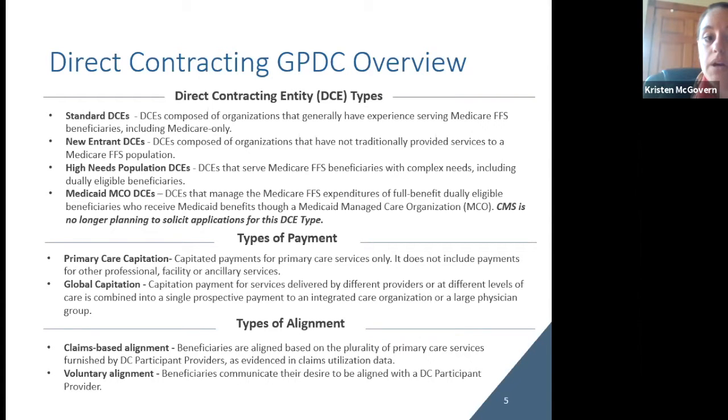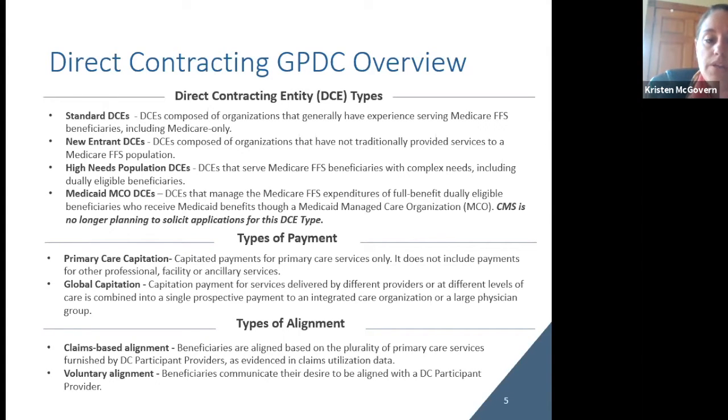the last type of DCE is the high needs population DCE. So these are DCEs that serve Medicare fee-for-service beneficiaries with complex needs. This is a population that meets certain clinical criteria as far as having complex and potentially chronic care conditions. So each DCE picks which type of entity they are going to be, or is assigned which type of entity they're going to be based on their past history.